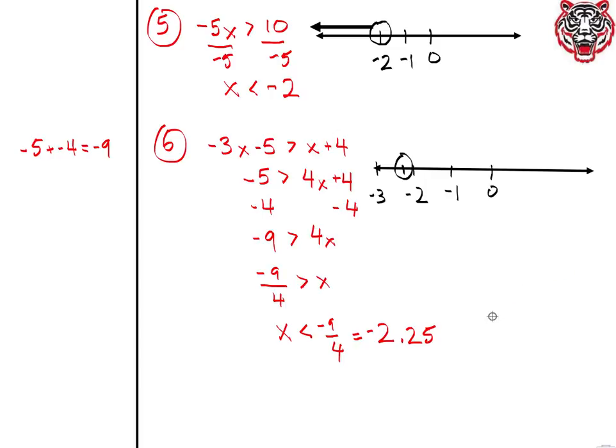All right, what way is the line going? If I have x is less than -2.25, less than means to the left. Aurelio has it. It's to the left.